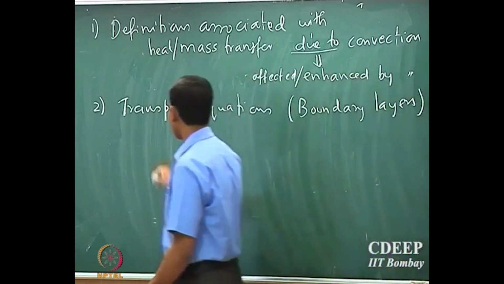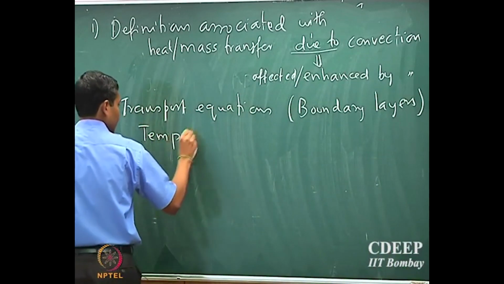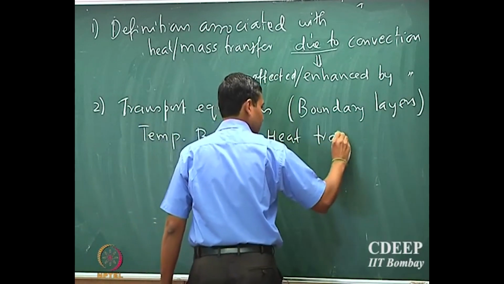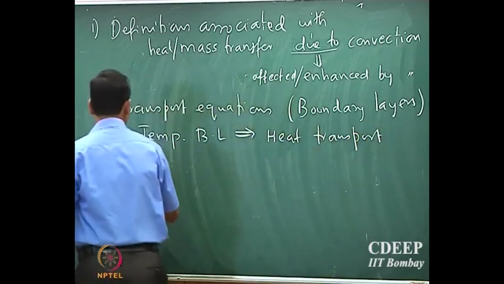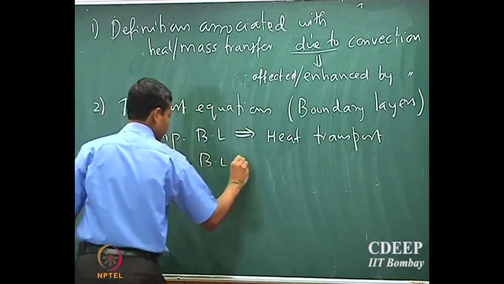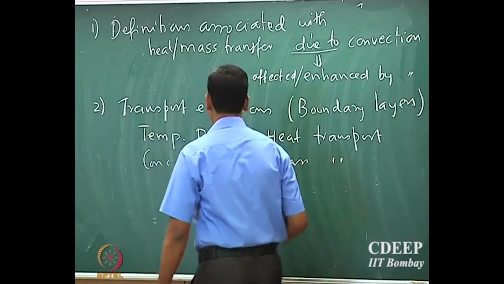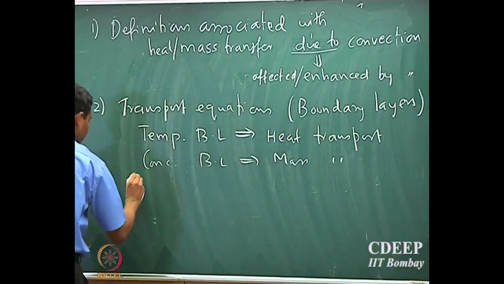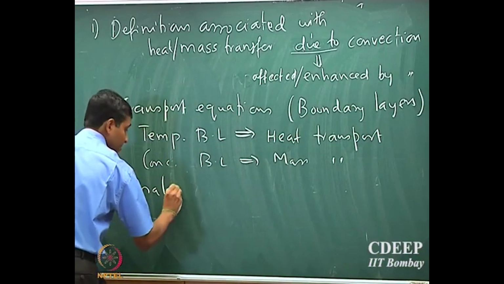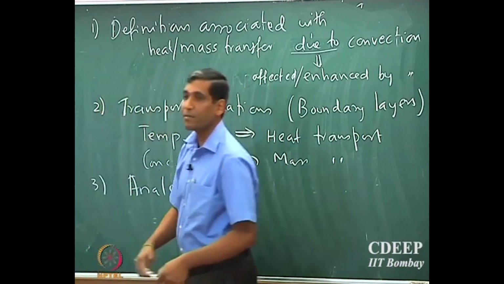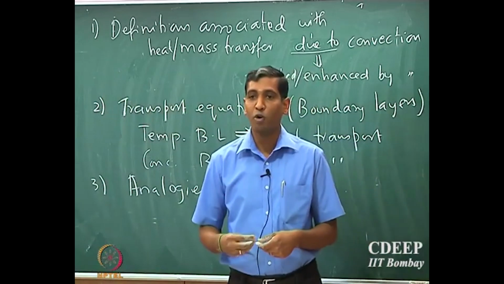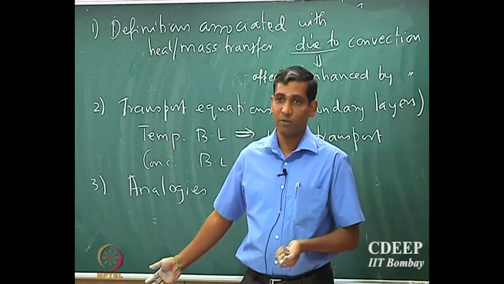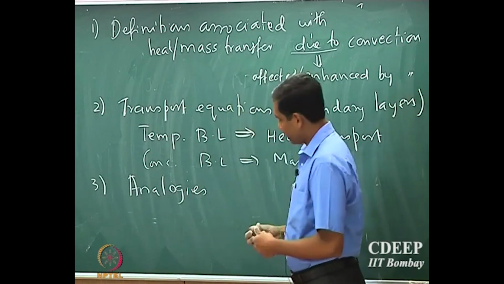Temperature boundary layer corresponds to heat transport, and concentration boundary layer corresponds to mass transport. Okay. So, we look at boundary layers, and then we will look at analogies, what makes them similar and how similar they are, and how do we take advantage of this similarity to characterize these three transport processes. So, that will be the third topic we will look at.